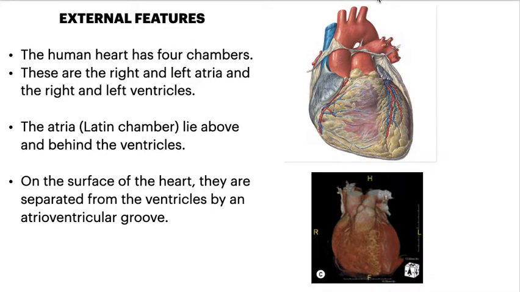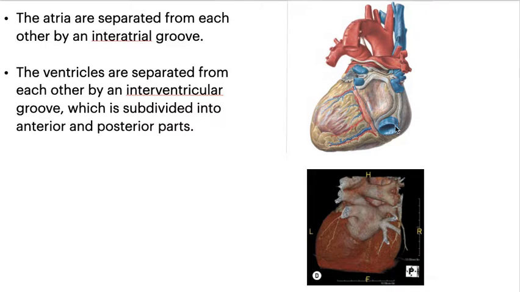External features: the human heart has four chambers, the right and left atria, and the right and left ventricles. The atria lie above the ventricles on the surface of the heart. They are separated from the ventricles by the atrioventricular groove. The atria are separated from each other by the interatrial groove. The ventricles are separated from each other by the interventricular groove, which is subdivided into an anterior and a posterior part.